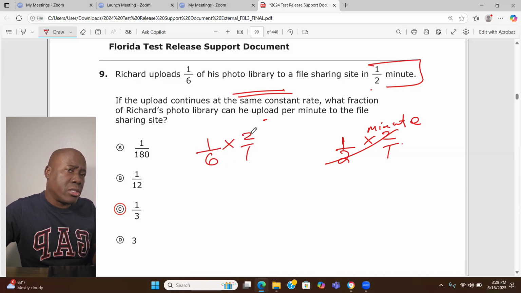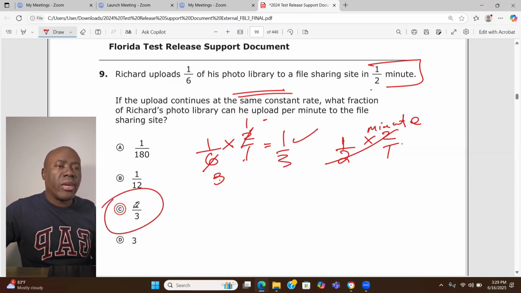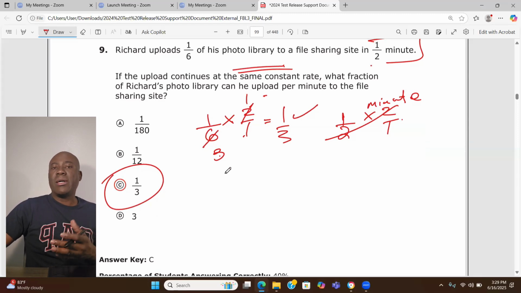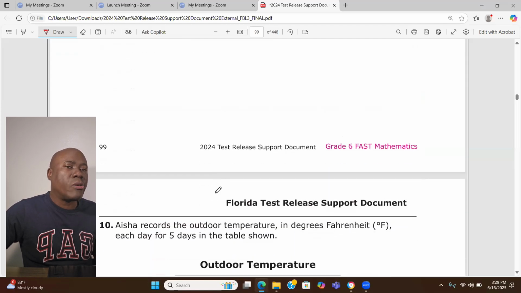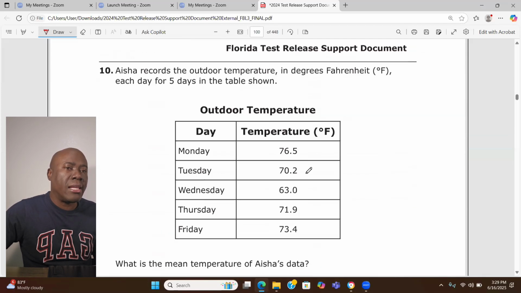To double something, you multiply by 2. So if you multiply this by 2, you could reduce this. 2 into itself is 1. 2 into the 6 is 3. 1 times 1 gives you 1. 3 times 1 gives you 3. We're looking for 1/3. Remember that 1/3 is actually 2 times as big as 1/6. All right, let's look at the number 10 question. This is the last one that I'm actually looking at.